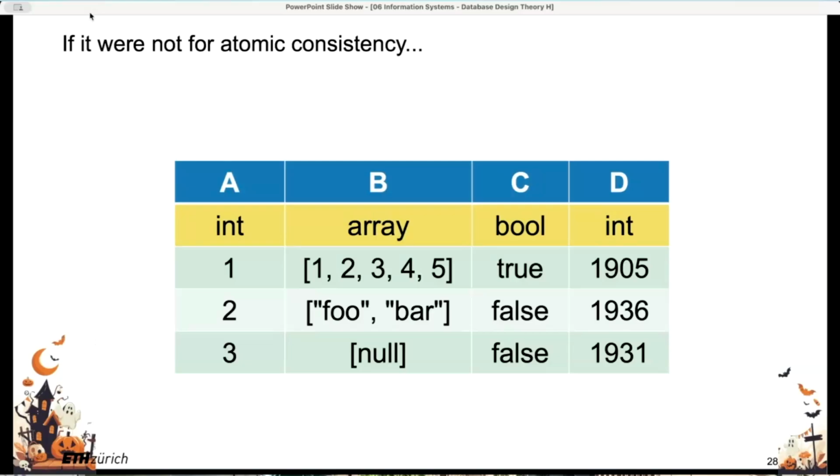Column B, I use the JSON notation in that case, but these are JSON arrays. These are not atomic. 1, 2, 3, 4, 5 can be cut down into atoms. 1, 2, 3, 4, 5 would be the atomic values, but there's 5 of them in the same cell. So that doesn't have atomic integrity, right? Foo bar and so on.